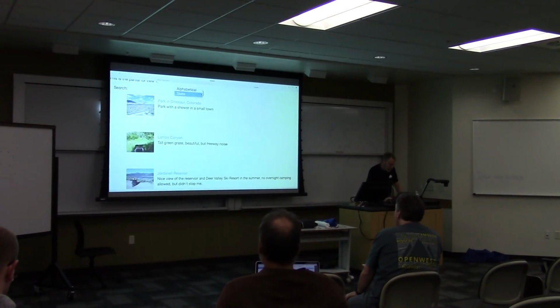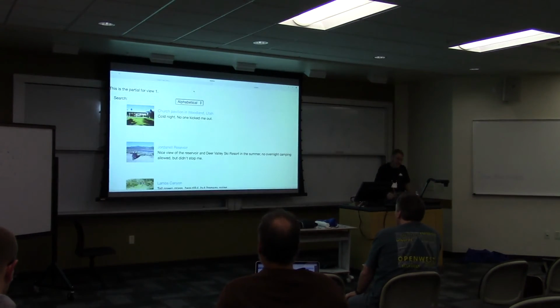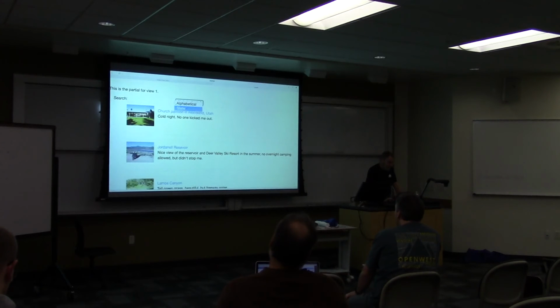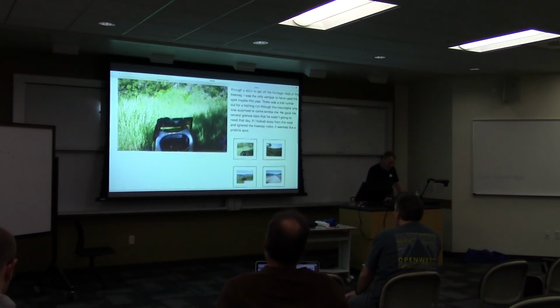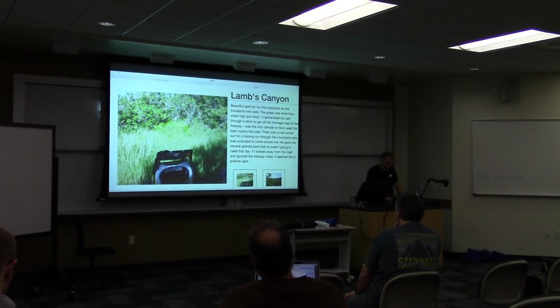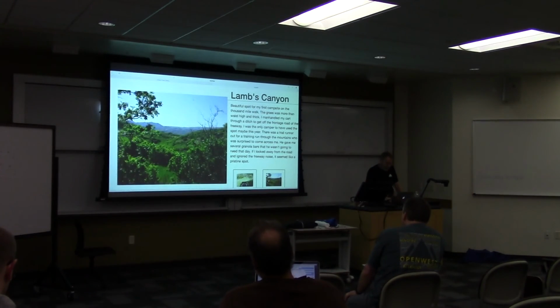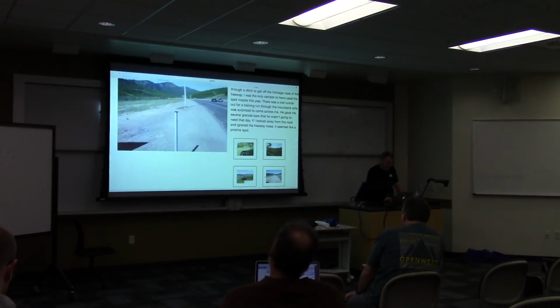And of course it has the same functionality. You can sort by alphabetical. And then notice the animation. So that was fun to do. This is Lamb's Canyon. I slipped out at the site of I-80 in Lamb's Canyon, and so you can see the animation changing one picture to the next.